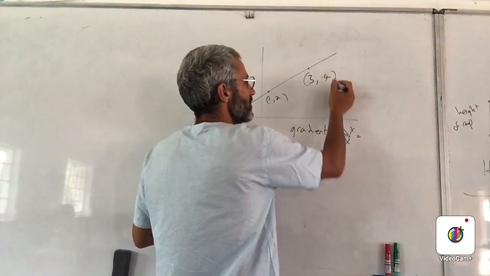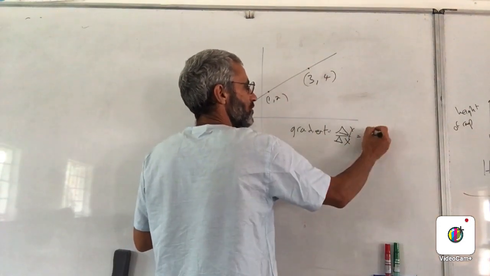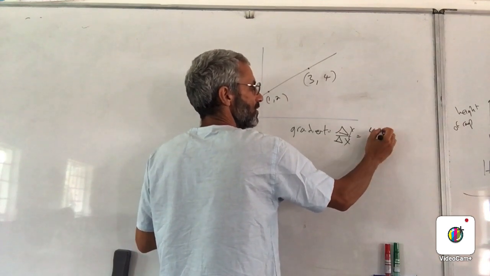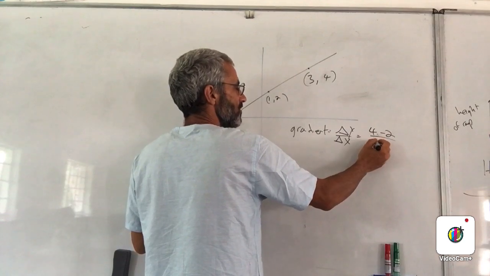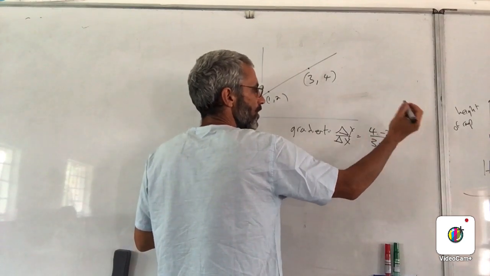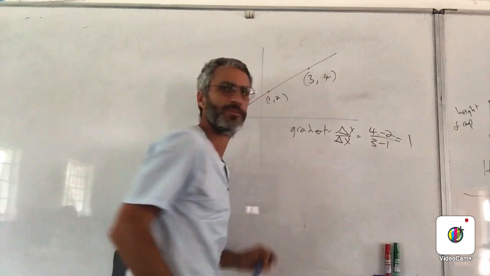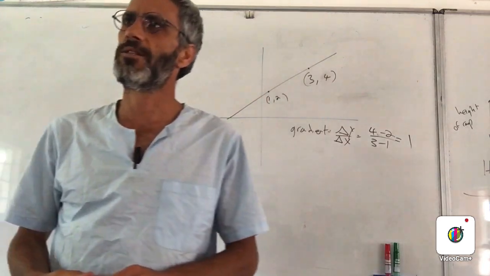So what is the difference in the y? How do we find difference? We do 4 minus 2. And the difference in the x is 3 minus 1. Okay, so I chose easy numbers, we're getting 1. Right? So that's the gradient.